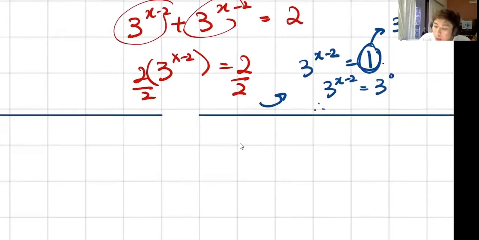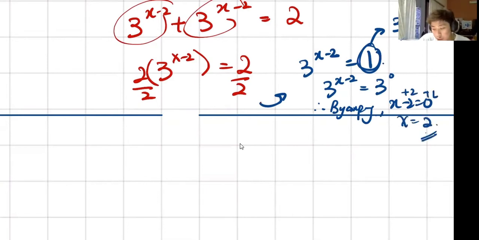So I can conclude by comparing, I have x minus 2 is equals to 0. X is equals to, I plus 2 on the left, plus 2 on the right. X equals to 2.